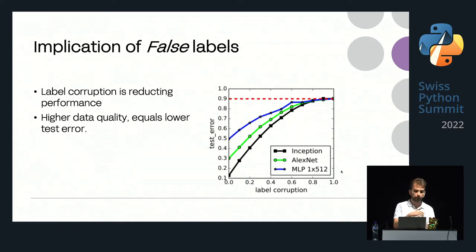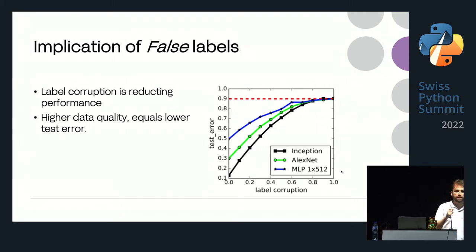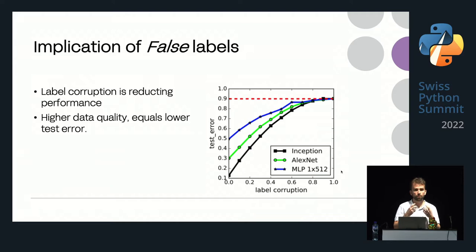This is actually a plot I took out of a paper where they tried deliberately to corrupt labels. Label corruption means they switched labels between classes. So in the data set, there was deliberately wrong information. For example, a car and a horse, then the labels got switched, and suddenly the horse was a car and the car was a horse. And what we see is that the more label corruption we have, the worse the model gets.